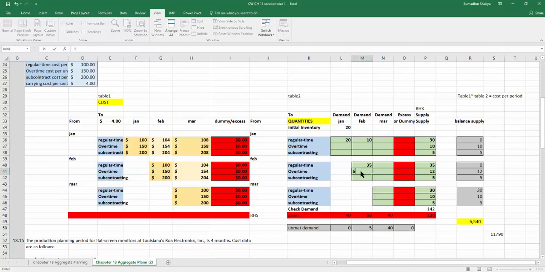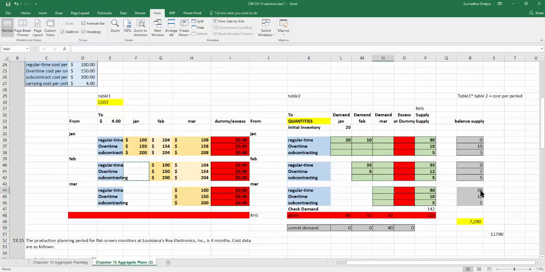costlier than using the overtime of my current month. So I am forced to use 5 units for the overtime of the second period. And at this point in time, the demand for the second month is completely met. Okay. Now, similarly, let's move on to the third period. When I move on to the third period, these are my options of the cost. How much is demanded? Demand is 50.